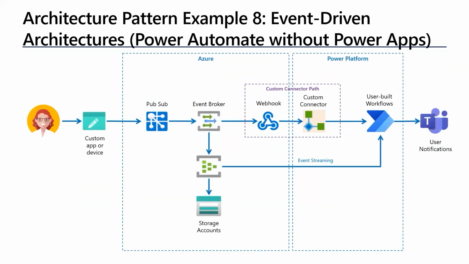Now let's think about a scenario where you're not actually using an app. This is really an automation scenario where maybe you have a Teams situation where you need to notify a user when a certain thing happens. So there's a custom app that's happening over here that's connecting into Azure that then connects to a Power Automate flow that then notifies the user.